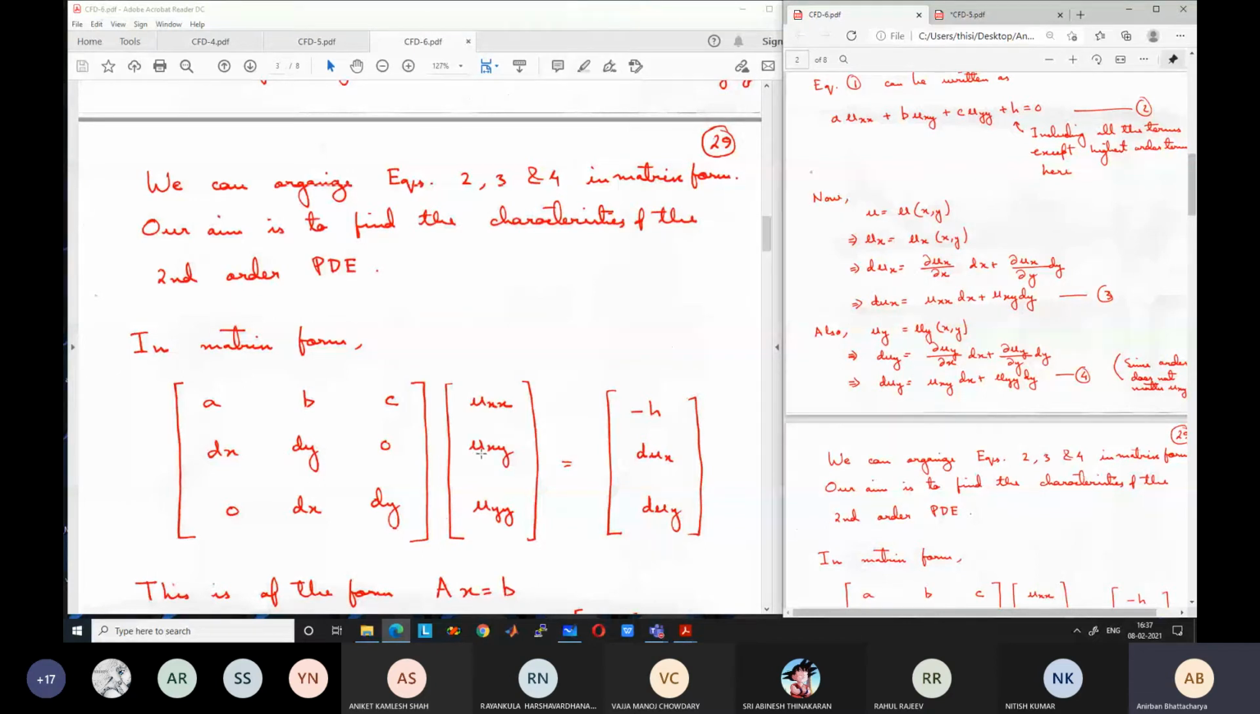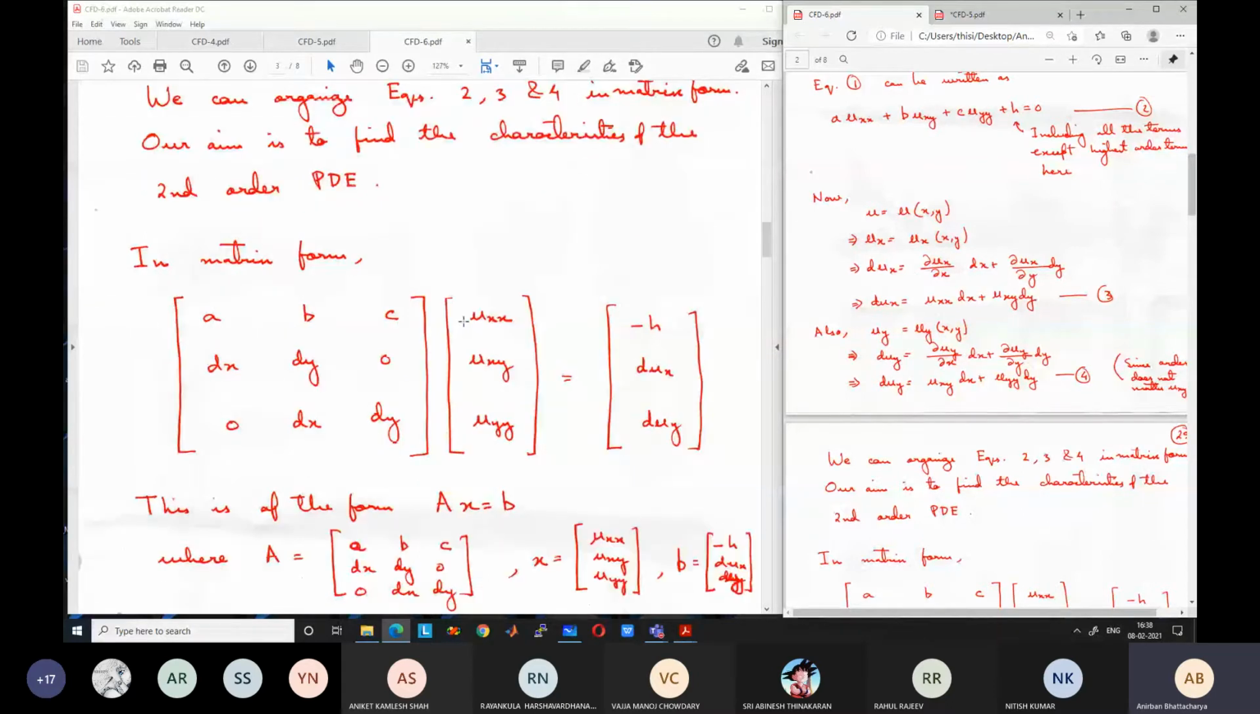Third equation I can write as 0 into uxx, so 0, plus dx into uxy, this term, plus dy into uyy, this term, is equal to duy. Okay, so this row and this column again give you this value. So this is in matrix form.